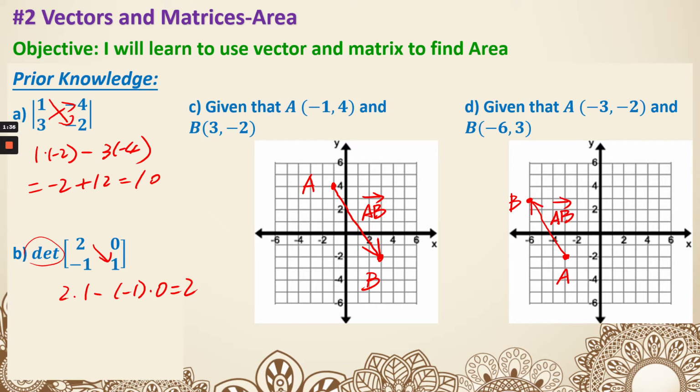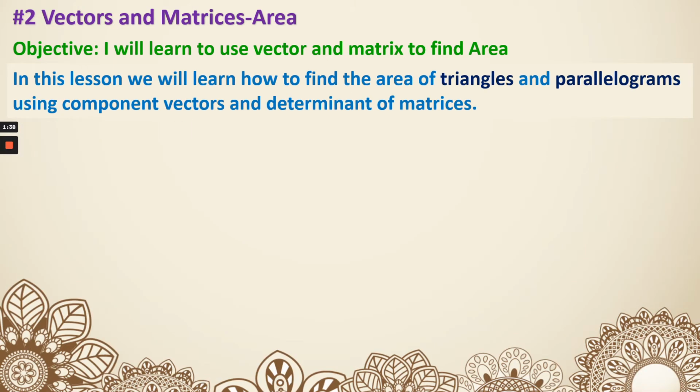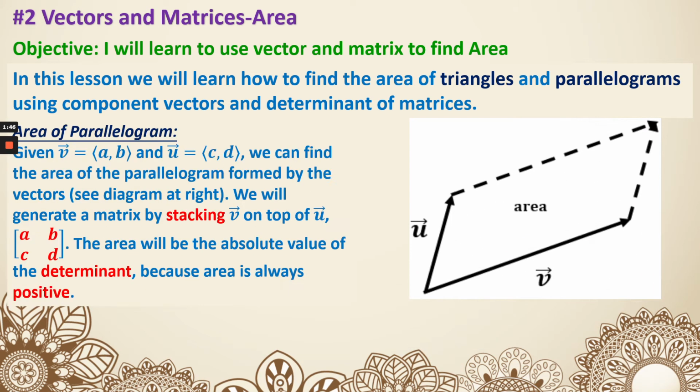That's question D. Moving on, in this lesson, we will learn how to find the area of triangles and parallelograms using component vectors and determinants of matrices. First, area of the parallelogram. Given vector V, which is AB, and vector U, which is CD, we can find the area of the parallelogram formed by the vectors. Because we have learned how to draw the addition with the parallelogram rule, that's why we can do that.